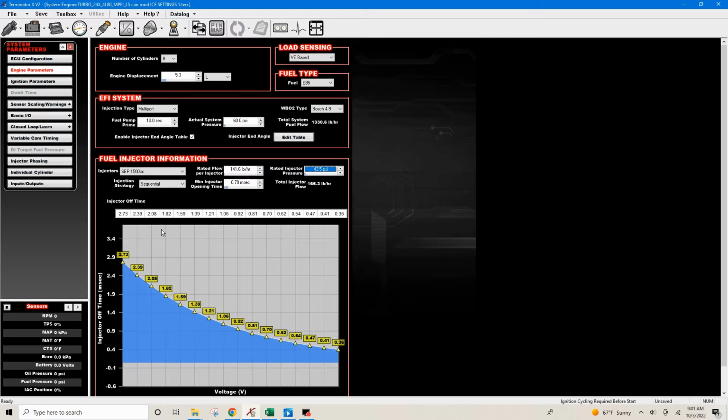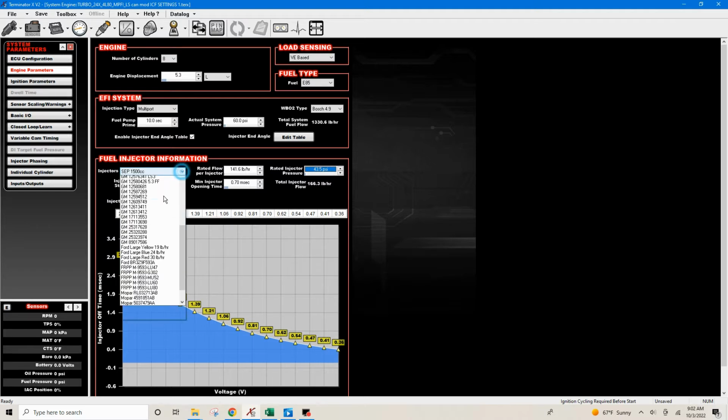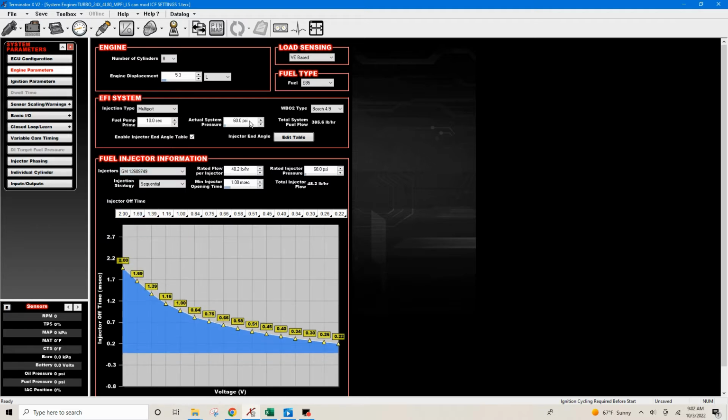Okay, everybody, I'm going to show you how to set your rated flow per injector and your rated injector pressure. We're going to set our minimum injector opening times, and that's going to give us our total injector flow. It's also going to give us our total system fuel flow numbers. So we'll start by getting out of here and setting all of this back to the defaults.